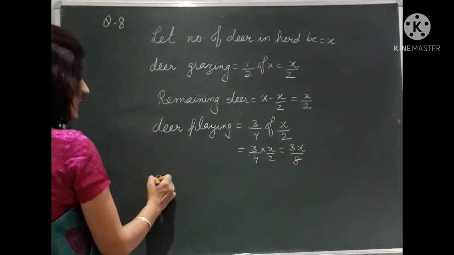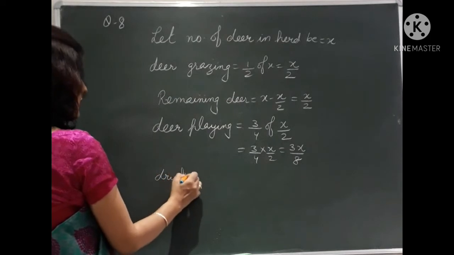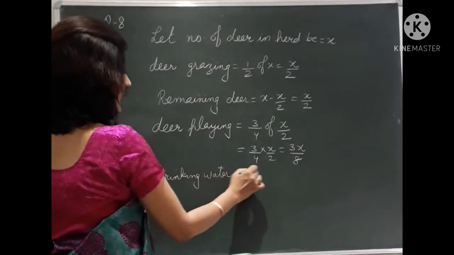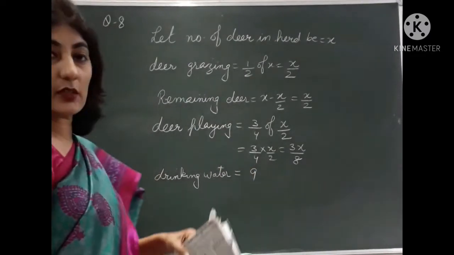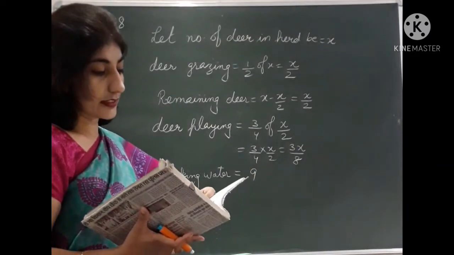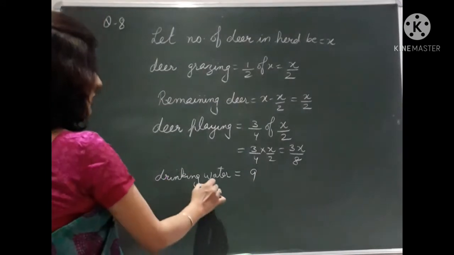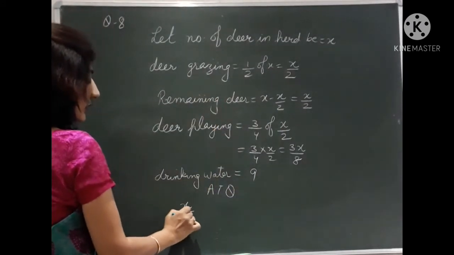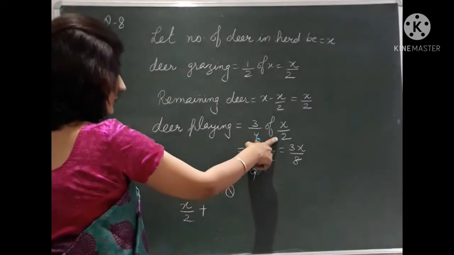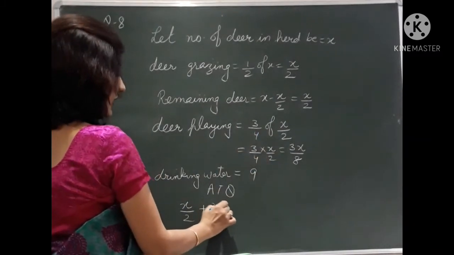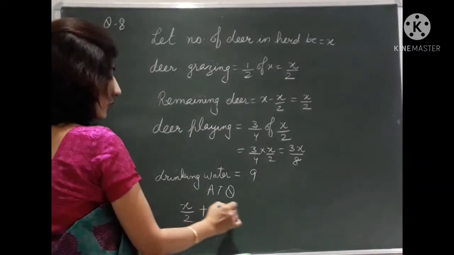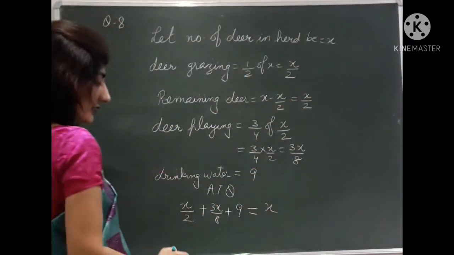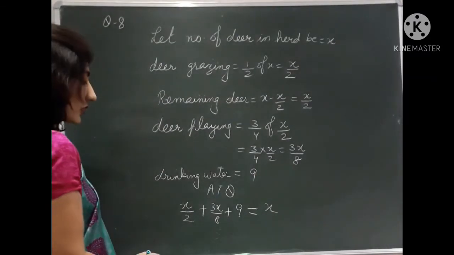And rest are drinking water. Drinking water how many? 9 are drinking water. Not rest, 9 are drinking water. So drinking water are 9. Find the number of deer. So according to question, total deer are how many? Deer grazing x by 2 plus playing 3x by 8 plus drinking water 9 equal to total how many deer in the herd? X. So this is the equation. We have to solve this equation.